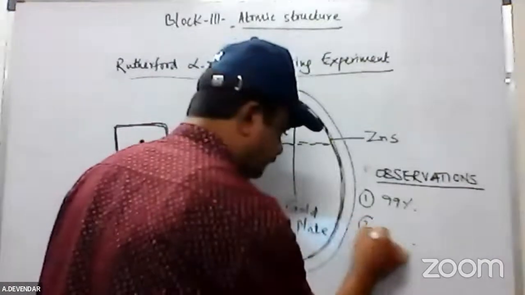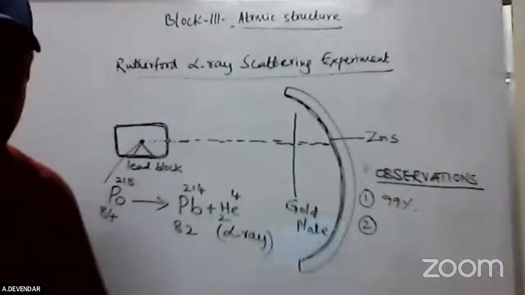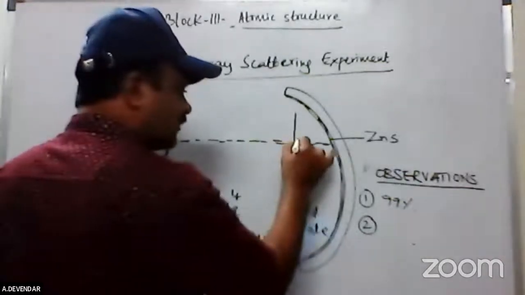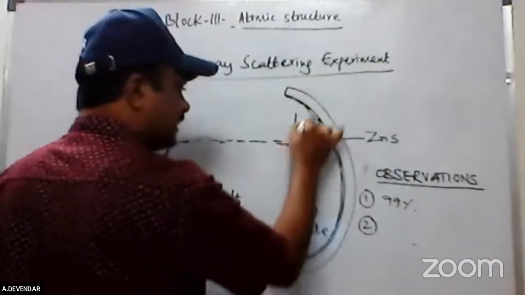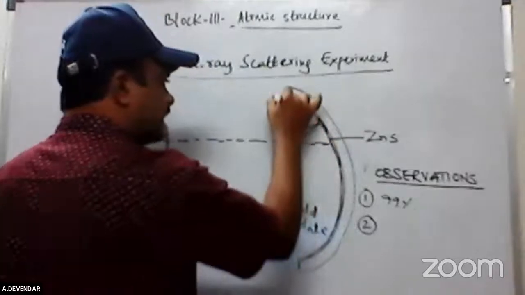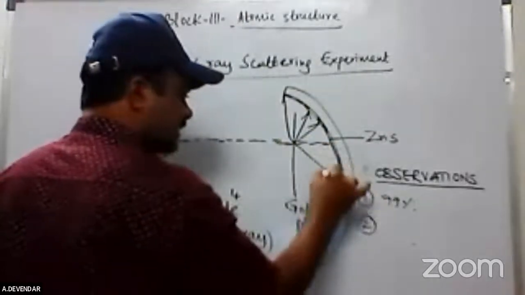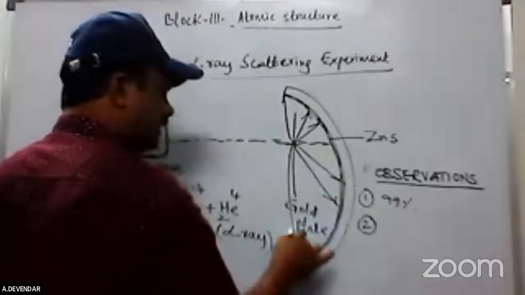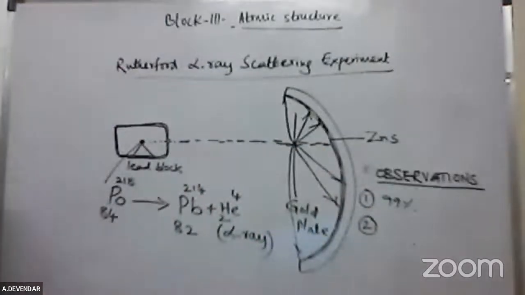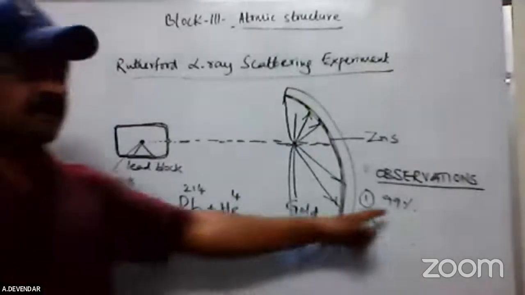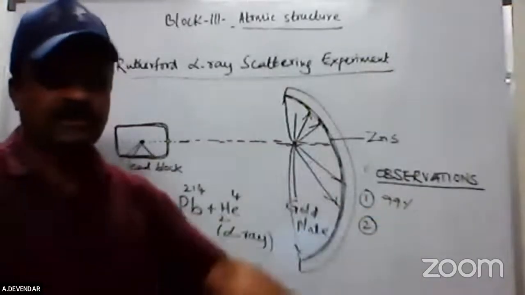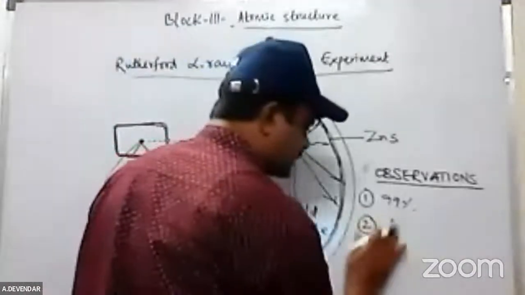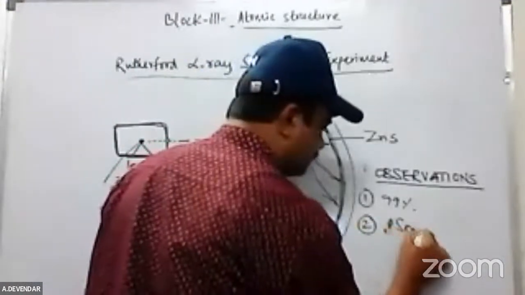Second point, some alpha rays are deflected at very large angles. They are deflecting like this. Already 99% are passing through the gold plate, and only some are deviated.